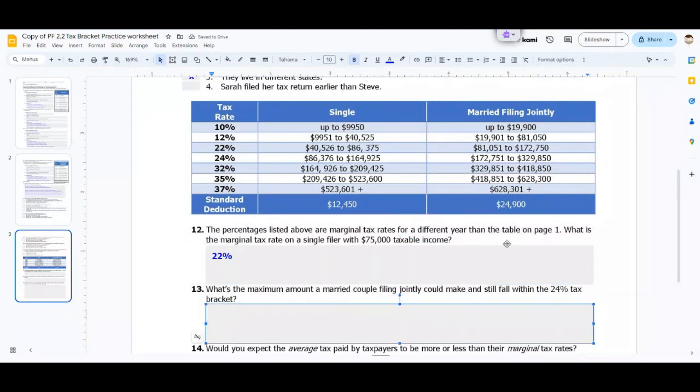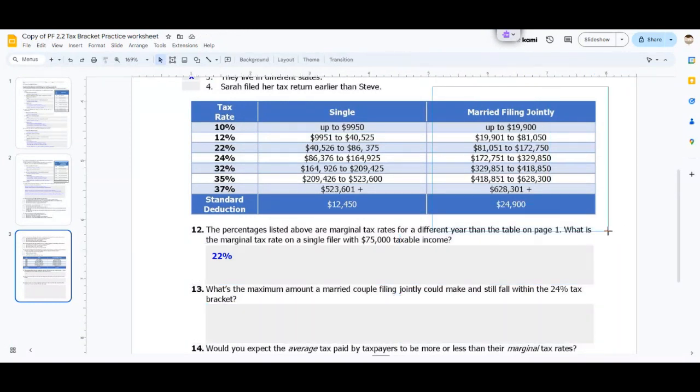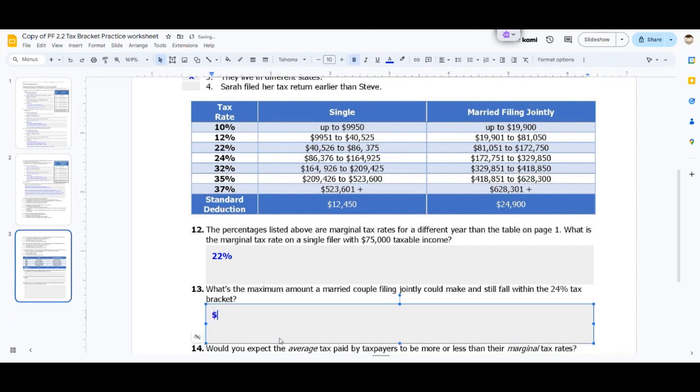13, what's the maximum amount a married couple filing together could make and still fall within the 24% tax bracket? So now looking in this column, the 24% tax bracket maxes out at $329,850. $329,850, which is their taxable gross amount to still fall within that 24% range. But it didn't ask us what their maximum taxable gross amount is, right? It asked us just the maximum amount.